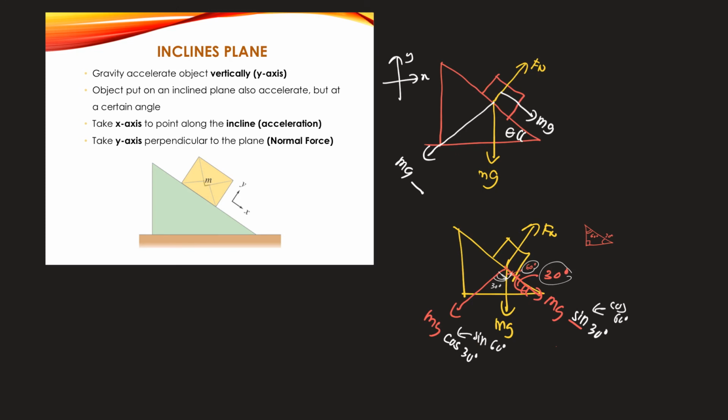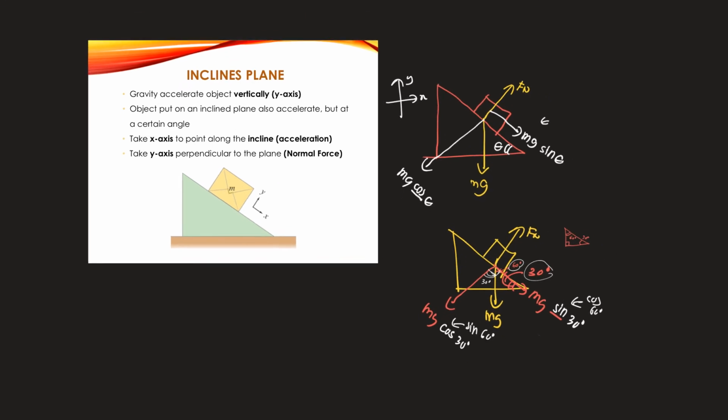It's going to give you the same result. But for me, I'm going to use the angle of the inclined plane, therefore my y component is going to be mg cos theta, and my x component is going to be mg sine theta. So this one we are going to complete the drawing: this one is mg sine theta, this one is mg cos theta.